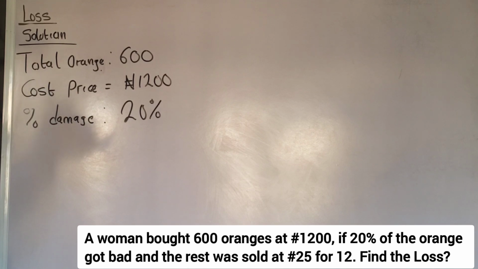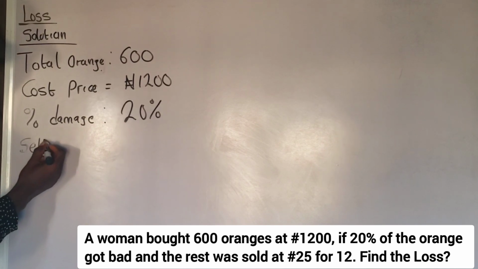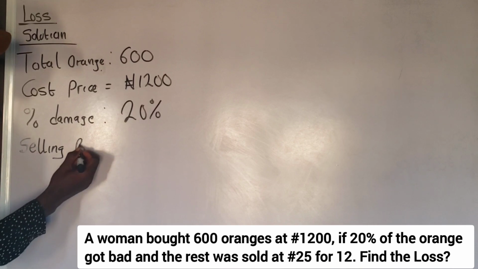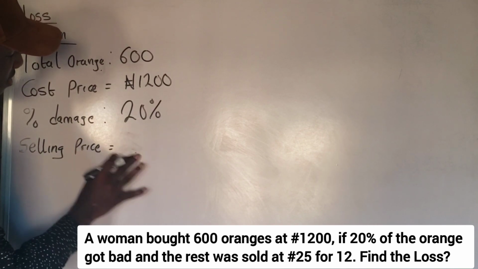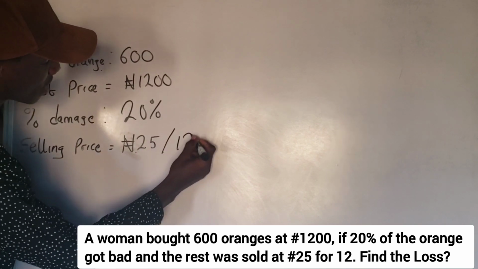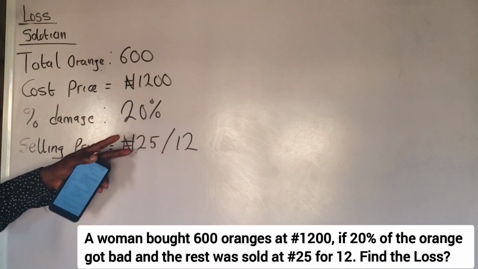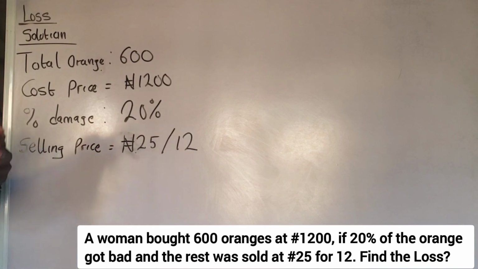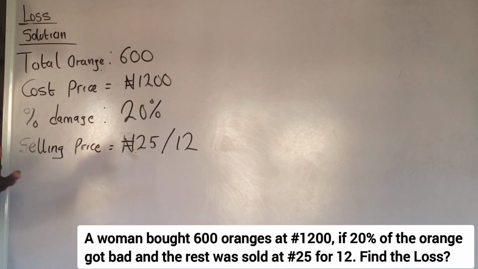Now, the question said 20% of the oranges got bad and the rest was sold at 25 naira for 12. Selling price is equal to 25 naira per 12 mangoes. Do you understand? That's the meaning of that statement. So 25 naira is the cost of 12 mangoes among those that are left, that are not damaged.